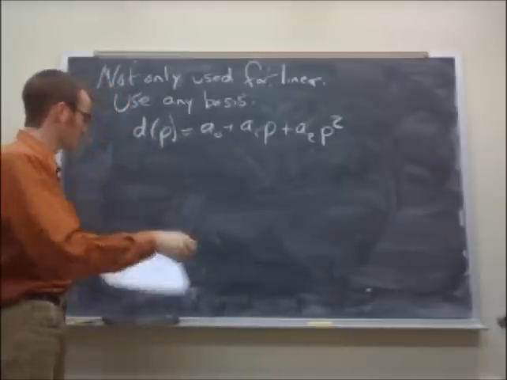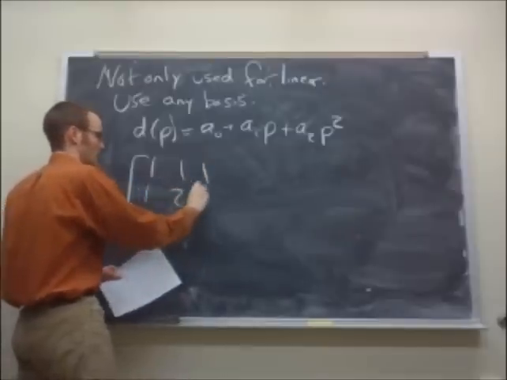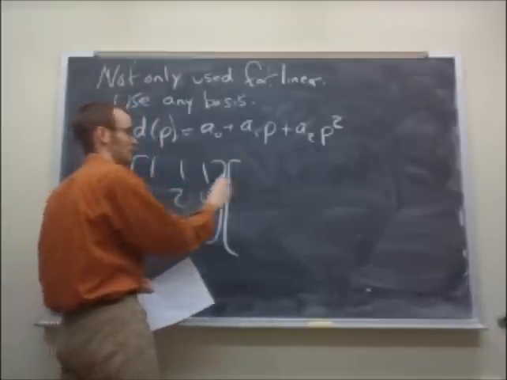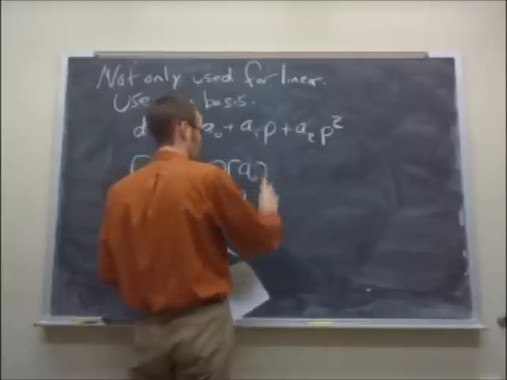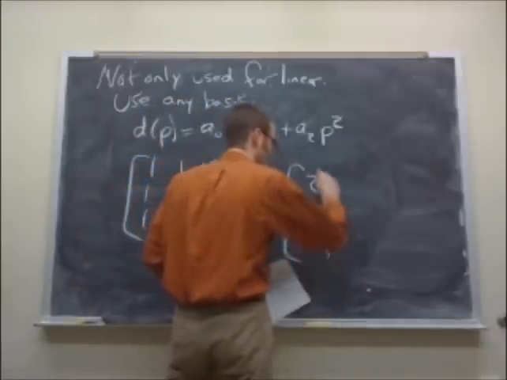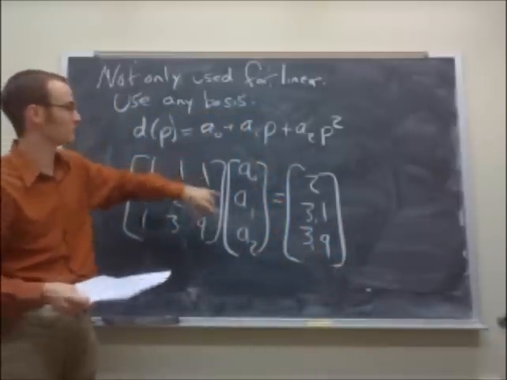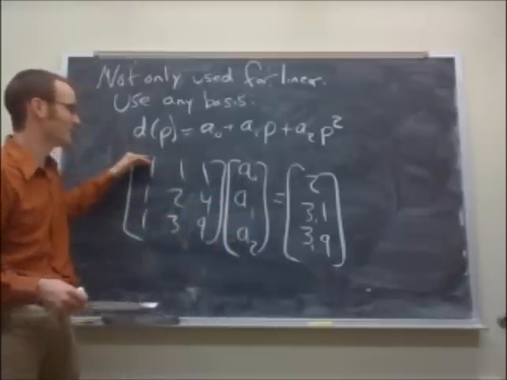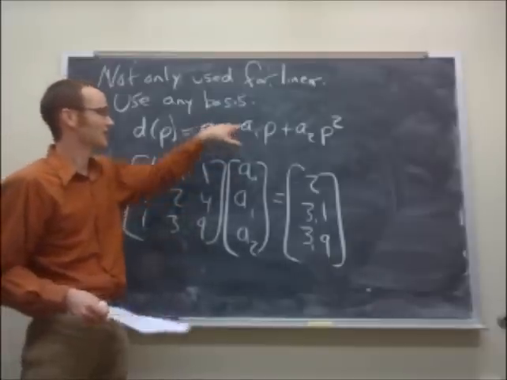Well then, if we were doing the same kind of work that we were doing before, this is the equation that we get. We get A0, A1, A2 equals 2, 3.1, 3.9. Right, so this makes sense because if you take 1, 1, 1, you multiply it, you get 1A0, 1A1, 1A2. This is the P equals 1, P equals 2, P equals 3 equation that we got here.